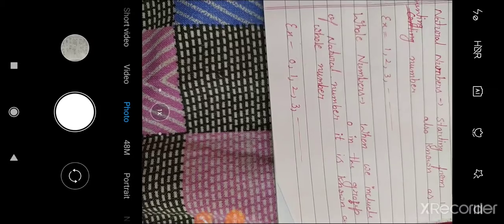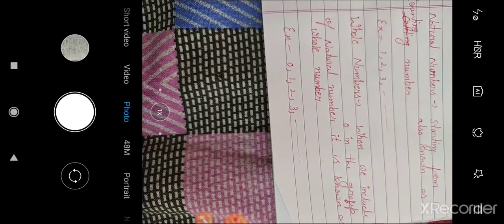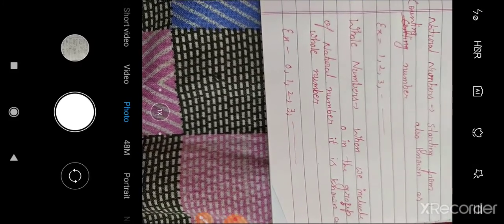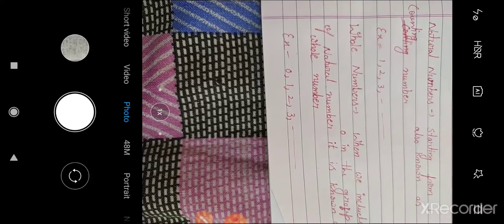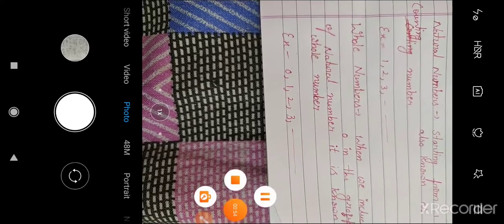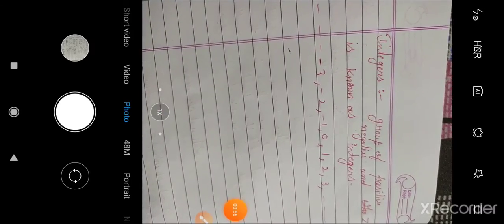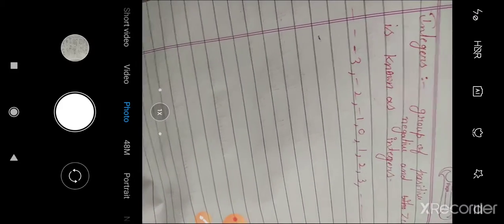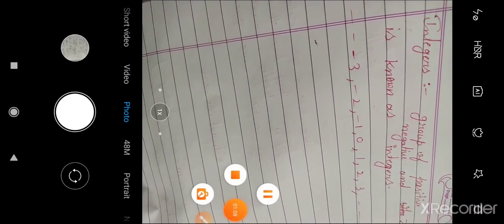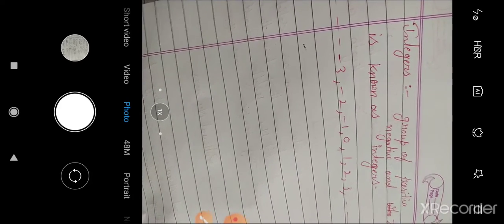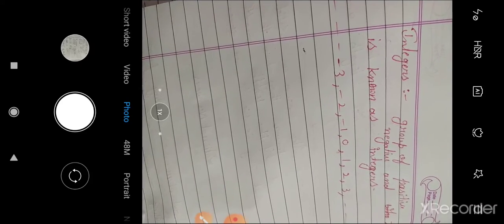Whole numbers. When we include 0 in the group of natural numbers, then this group is known as the group of whole numbers. So examples of whole numbers are 0, 1, 2, 3 and so on. In our previous class we already learned about integers. So the group of positive, negative and 0 is known as integers. Between any two integers there are infinitely many numbers. So in this chapter we will discuss these numbers.